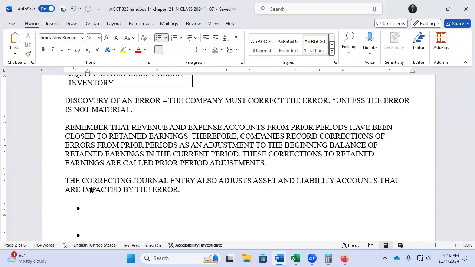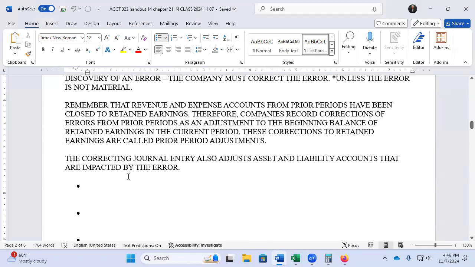Remember that all of our revenue and expense accounts get closed into the income summary and then into retained earnings. So if there's a mistake in that, it's going to get closed to retained earnings. If it's a balance sheet account, then we have to adjust the balance sheet account. So correcting a journal entry also adjusts assets and liability accounts that are impacted by the error.